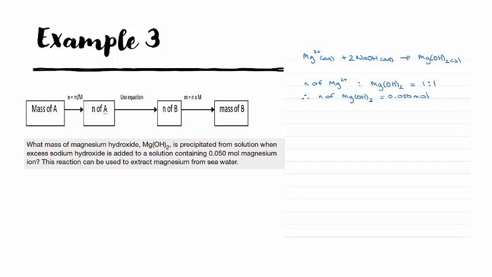And now we just need to work out the mass of magnesium hydroxide. And that works out to be 2.9 grams. In the question, the value given had 2 significant figures, so my solution has 2 significant figures as well.